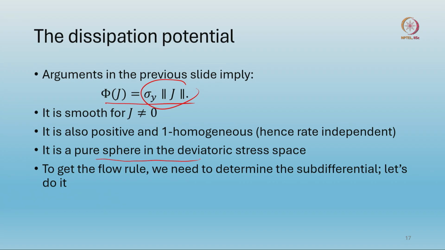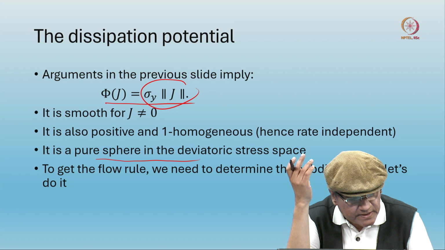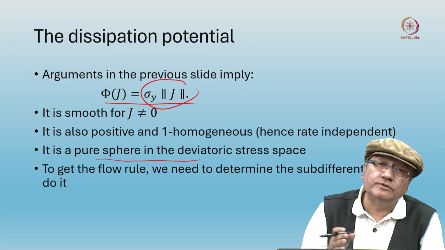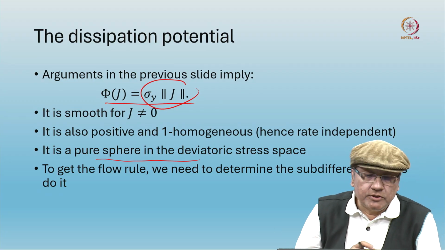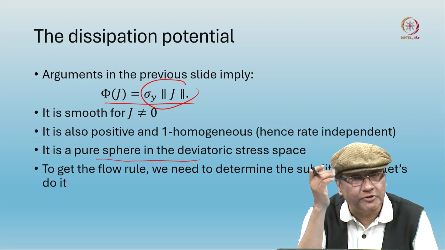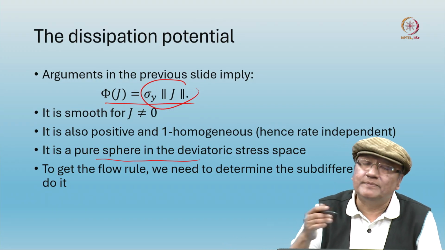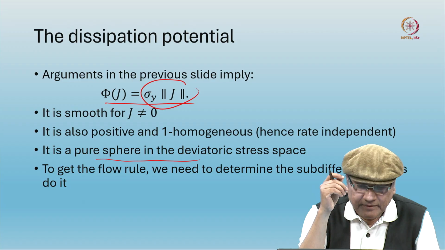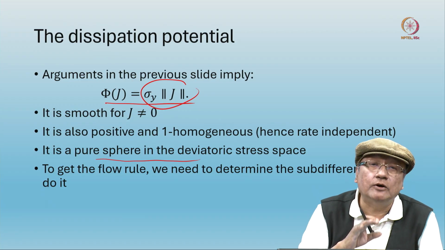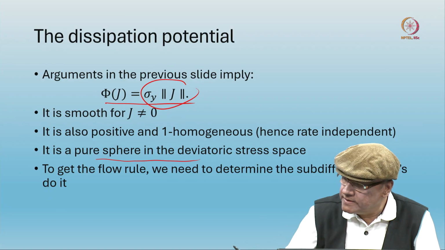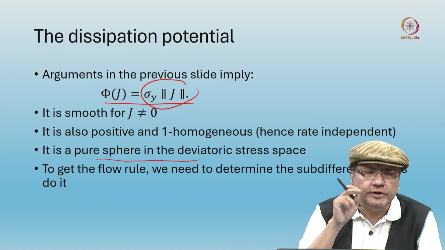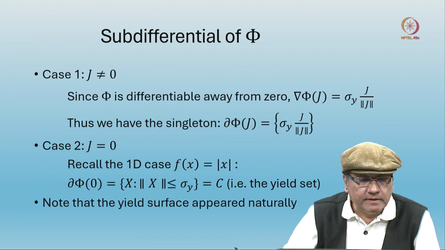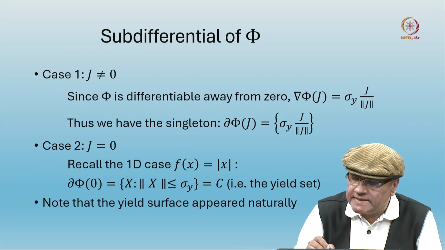So it produces a pure sphere in the deviatoric stress space based on the flow rule, correct. To get the flow rule, we need to determine the subdifferential. We have already determined the subdifferential for j not equal to 0. For j equal to 0, it is again pretty simple. You remember our discussion with f(x) equal to modulus of x. The subdifferential will now be a set for j equal to 0, because that is the point of non-smoothness, the tip of the inverted tent. This we have already seen.